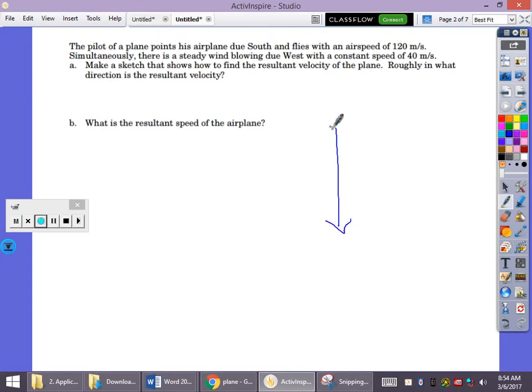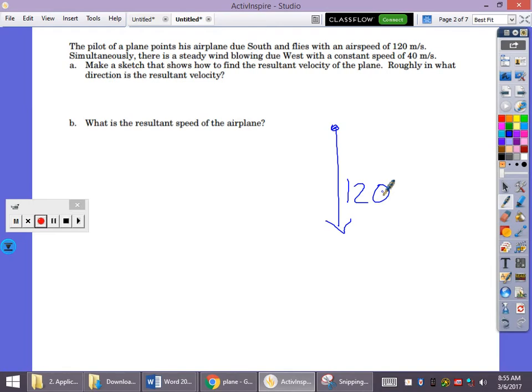Okay, there's my airplane, and it is traveling at 120 meters per second. I think this is supposed to be meters per second, sorry. It's an airplane, not a car. Goes fast. Okay, now there is a wind blowing on the plane. So there is a wind blowing west.